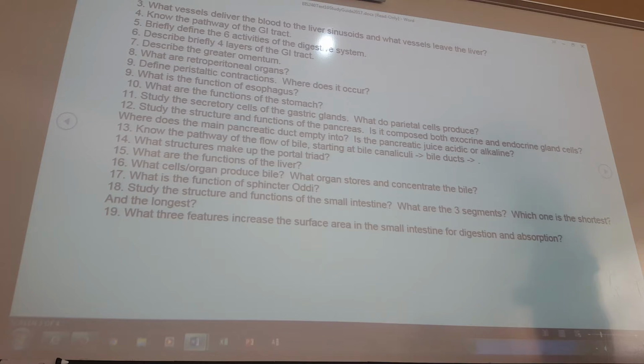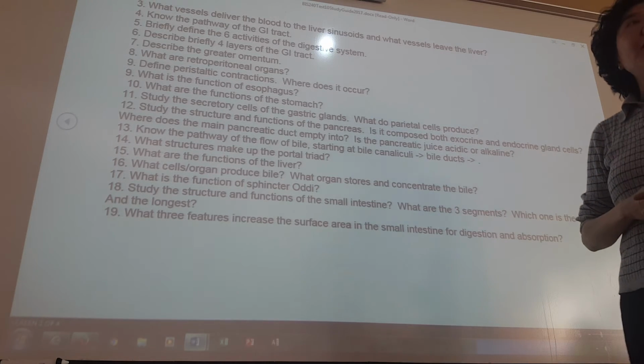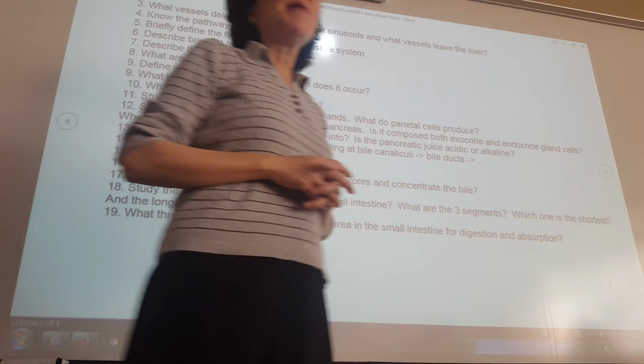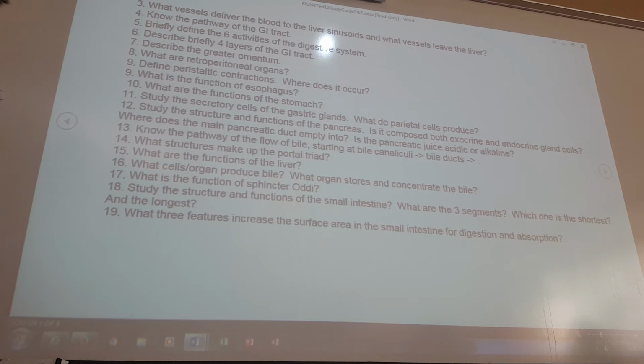The main pancreatic duct and the bile duct join together to form the ampulla of Vater, which always empties into the duodenum. And the pancreatic juice, after the stomach, just keep in mind, the small intestine secretion, bile secretion, and pancreatic juice are all alkaline because they need to neutralize the acidic chyme from the stomach.